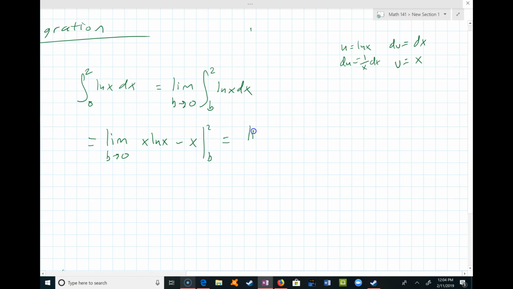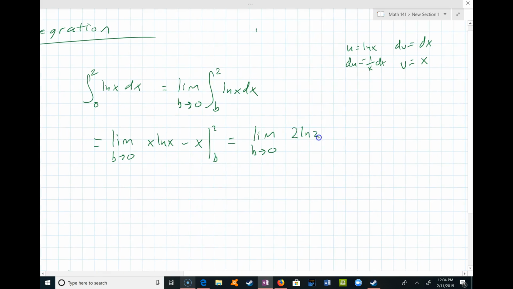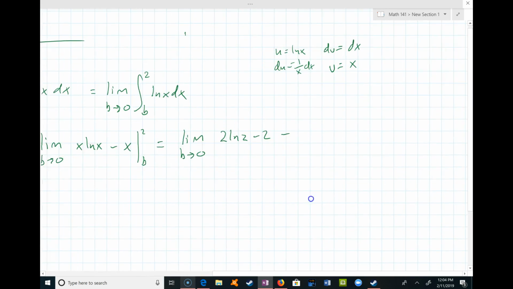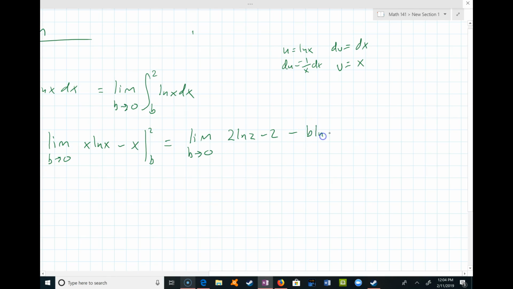So then we plug our numbers in, limit as b approaches 0 of 2 ln 2 minus 2 minus b ln b minus b. Okay? So what happens once again as b approaches 0? Well, this whole thing becomes 0 because of the b, and this approaches 0. So it looks like we're left with 2 ln 2 minus 2. So in this case, there is an answer.